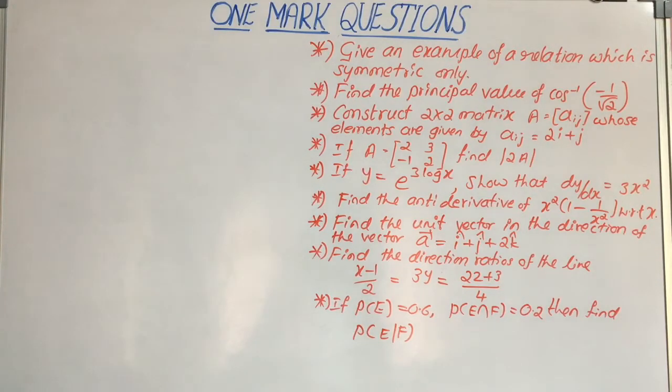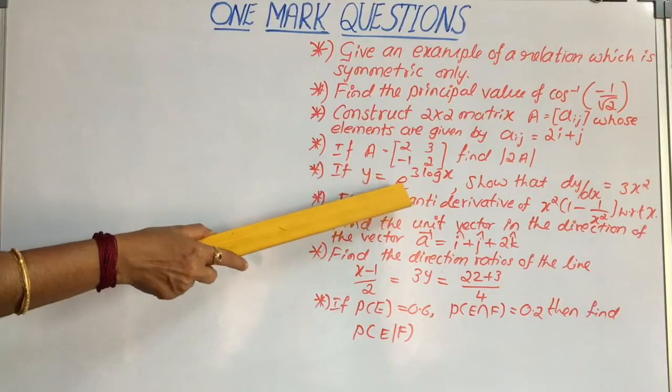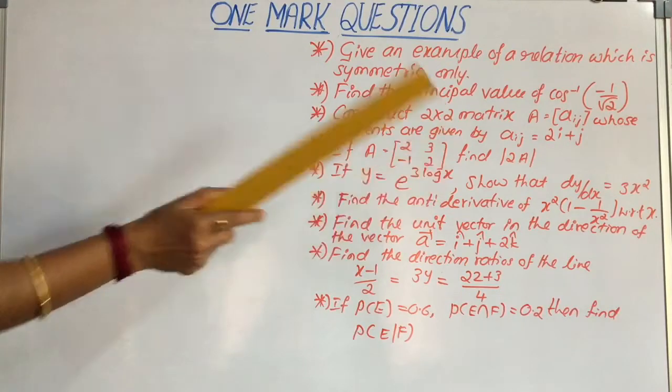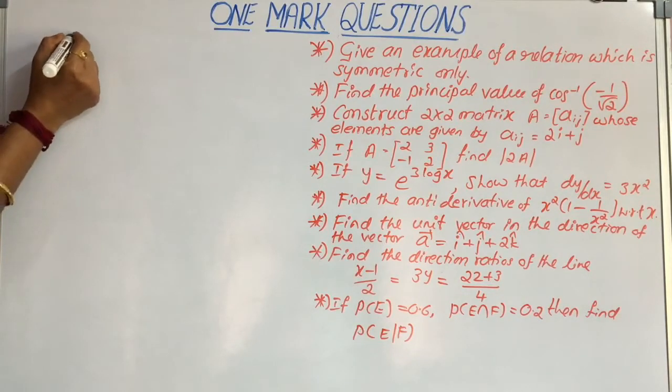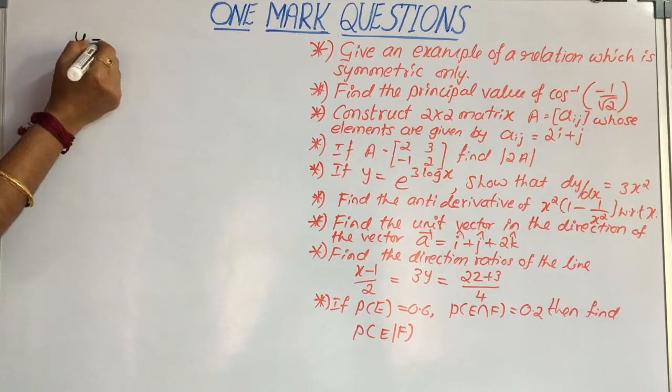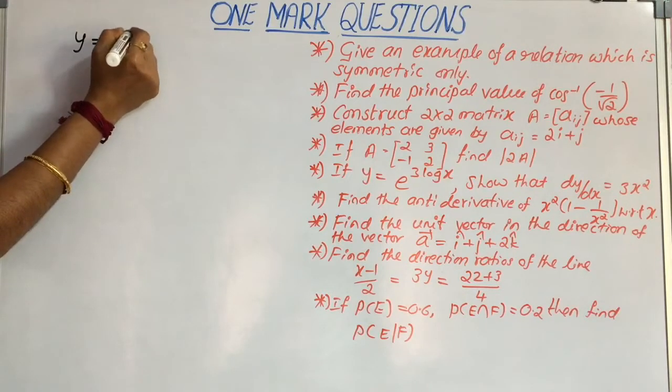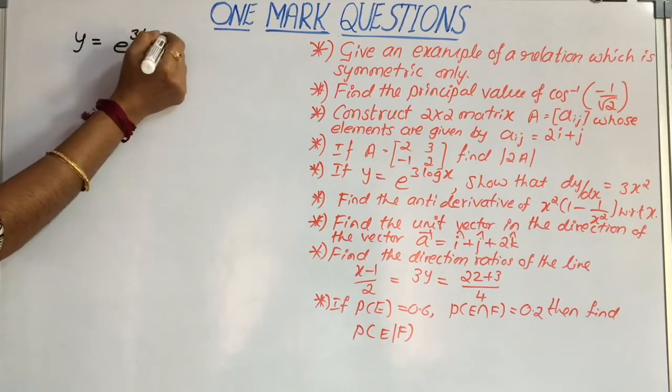Now move on to the next question. Y is equal to e to the power 3 log x. Show that dy by dx equal to 3x square. Let us consider the given function y is equal to e to the power 3 log x.